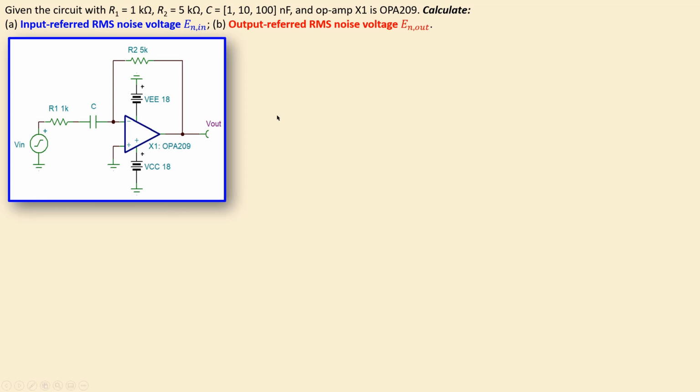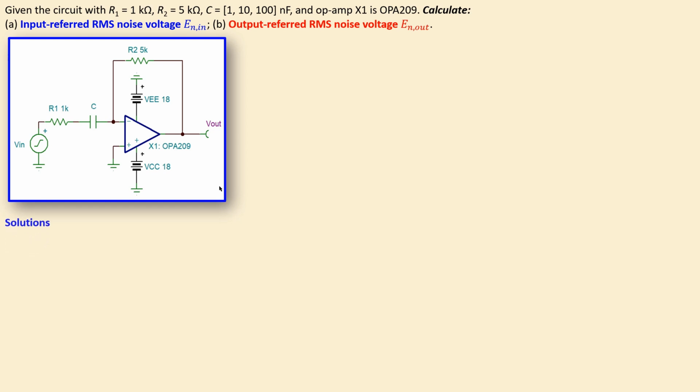What we have is the following circuit. We have R1 as 1 kilo ohms in series with the capacitor, which has three values: 1, 10, 100 nanofarad. So we will discuss each case. And the feedback resistor is 5 kilo ohms. And we have the op-amp OPA209. What we want is the calculation of the input referred RMS noise voltage and the output referred RMS noise voltage.